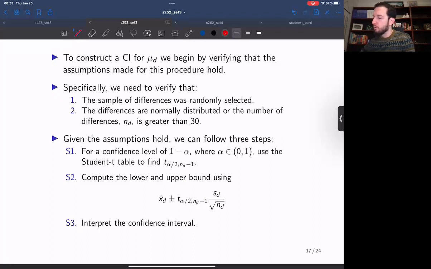Assuming the assumptions hold, we can compute a t confidence interval following the three steps given below. And again, these are essentially analogous to the one sample t. So we compute our test statistic, which is done in the same way that we learned before. We construct our confidence interval, which you can see here is essentially the same formula that we had for the one sample t. We just have little d's implanted to indicate we're talking about the differences between the two samples. And then we have to interpret.